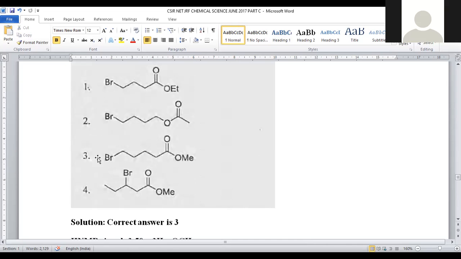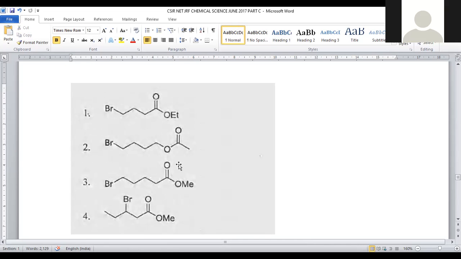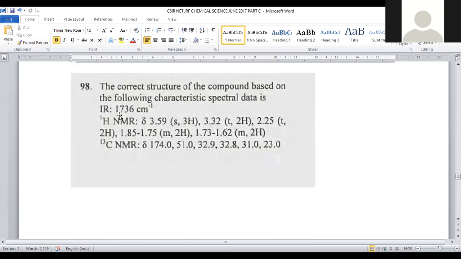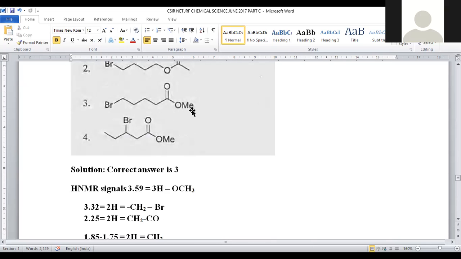Based on this entire data, it is very clear that compound number 3 corresponds to this spectral data, right? So IR 1736 gives rise to ester. 3.59 is the characteristic peak for methoxy. 3.32, CH2 directly linked with bromo. 2.25, CH2 linked with carbonyl. And 1.85 is a CH2 group, 1.73 another CH2. And this is additional information: C13 data is also provided, but using HNMR only we deduce the compound structure. For question number 98, option number 3 will be the right answer, right?